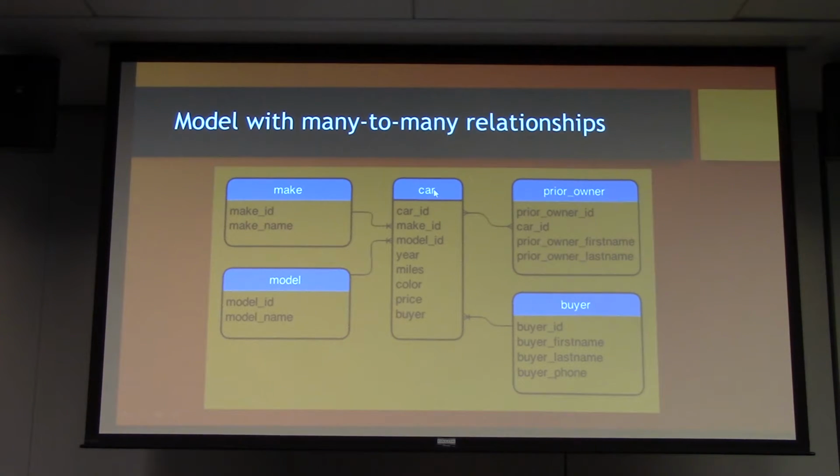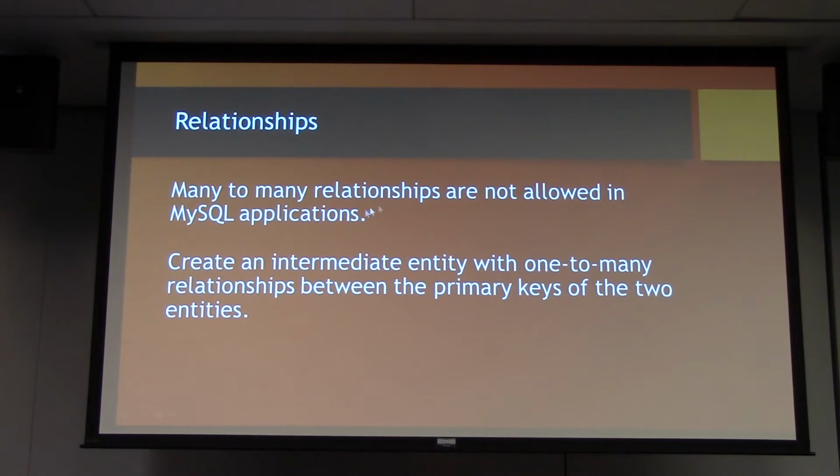We have a problem here between car and prior owners, because a prior owner can own many cars, but a car can also have many prior owners. And so we can't really write our queries in PHP and MySQL for this case. So one of the last tasks we have to do is find our tables that have many-to-many relationships and put in a table in the middle. We call that an intermediate entity.